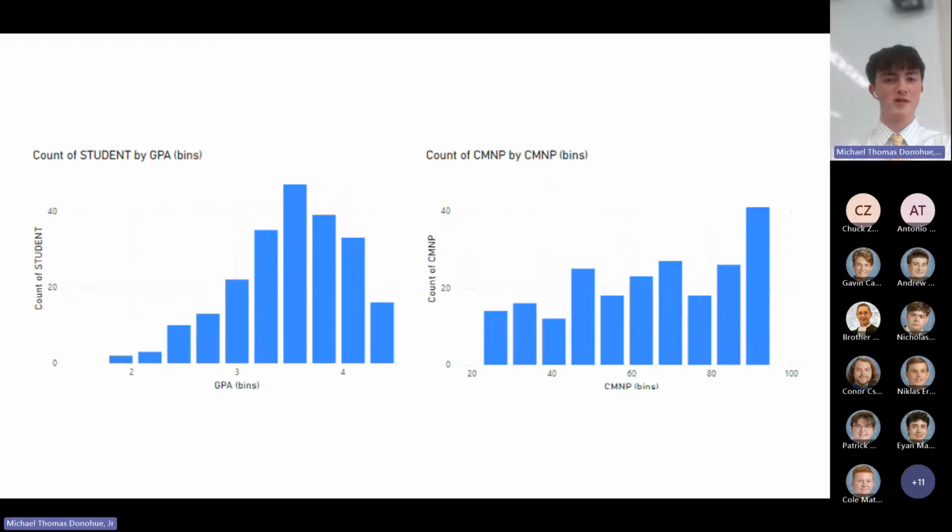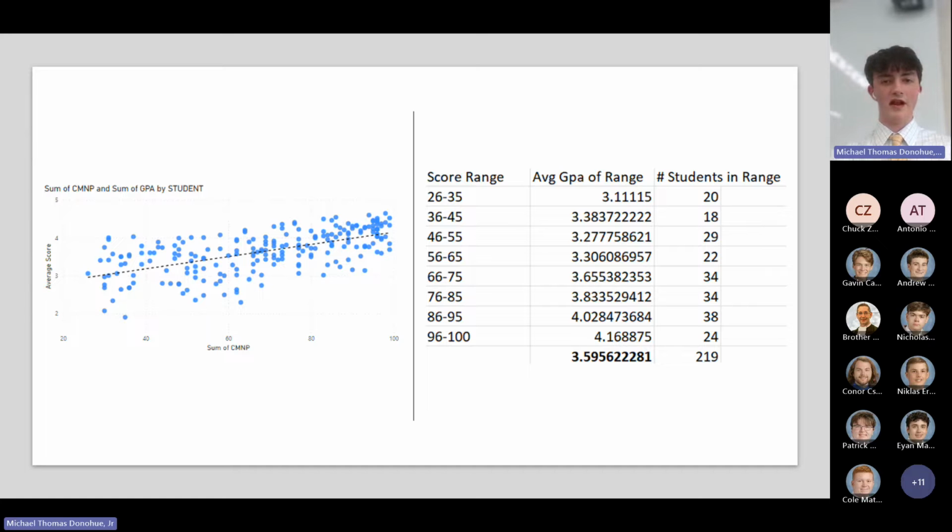Next is two bar graphs. On the left is the amount of students with GPAs ranging from sub 2 to above 4. And on the right is the amount of students in entrance score ranges from, I think, about 25 to 99. And you'll better see that in the next slide. On the right there, I have a better representation of those ranges that I had in the last slide. And on the left is students plotted by average GPA over their entrance score, just to show a trend.